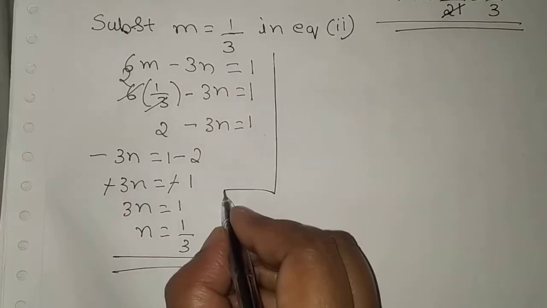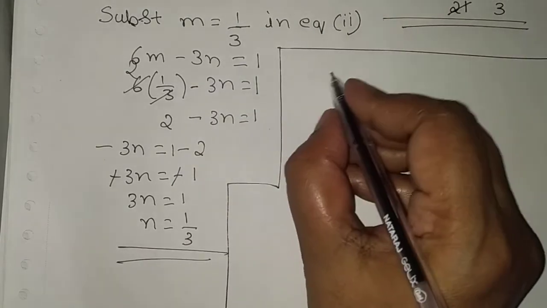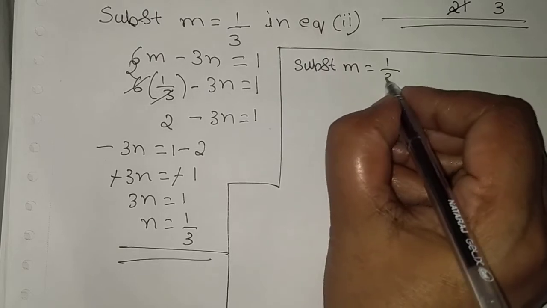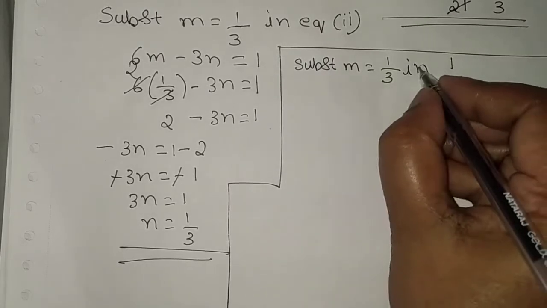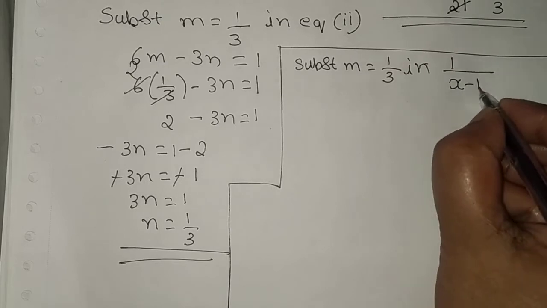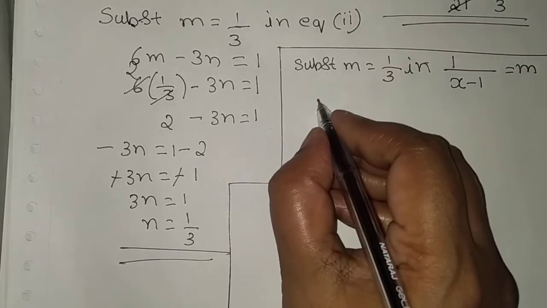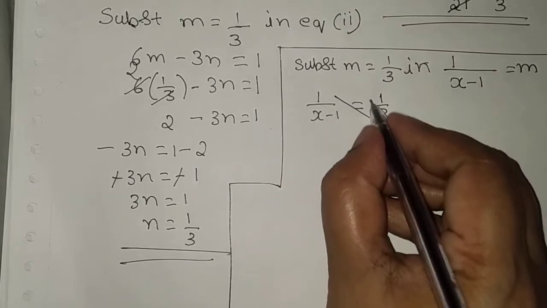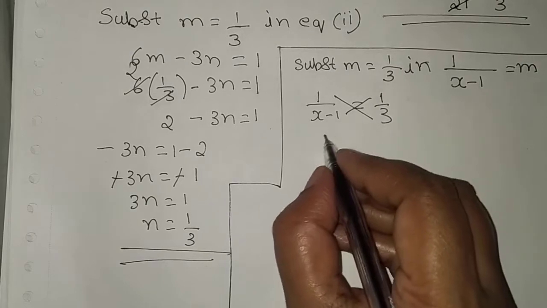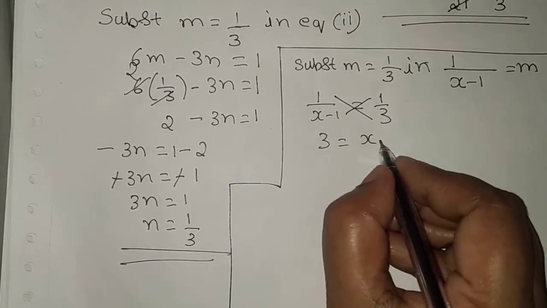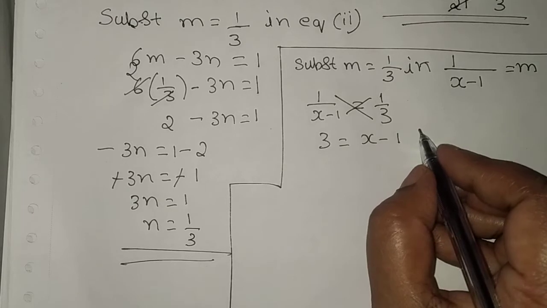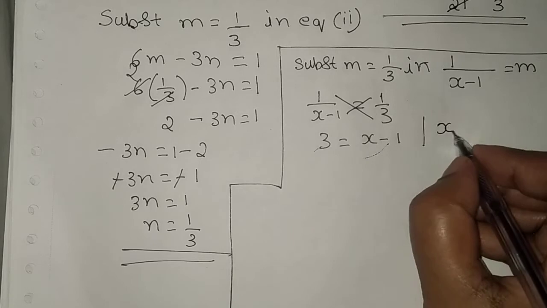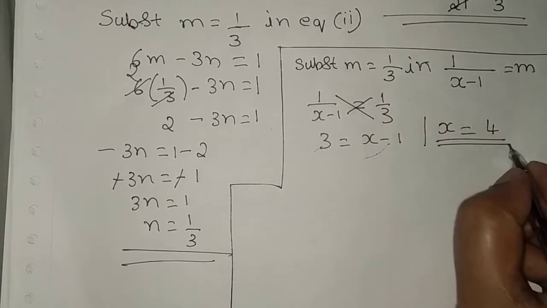Next step, here we'll solve the next step. Substitute m is equal to 1 by 3 in 1 by x minus 1 is equal to m. So what happens here? 1 by x minus 1 is equal to 1 by 3. Now cross multiply these two. What we get? That is 3 is equal to x minus 1. Finally we get, if 1 comes this side, x is equal to 4 we are getting.